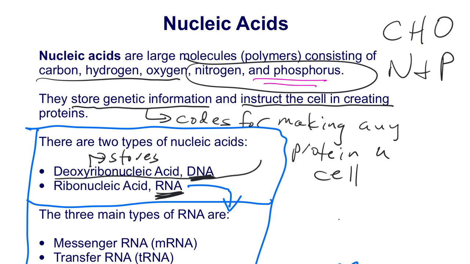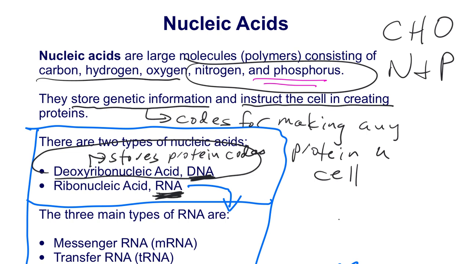DNA stores the protein recipes or codes. Okay, they don't store protein. They store the information that tells the cell what proteins to make. Okay, that's stored in DNA.